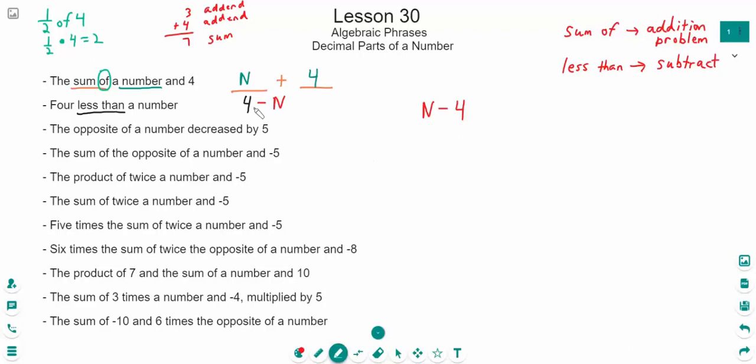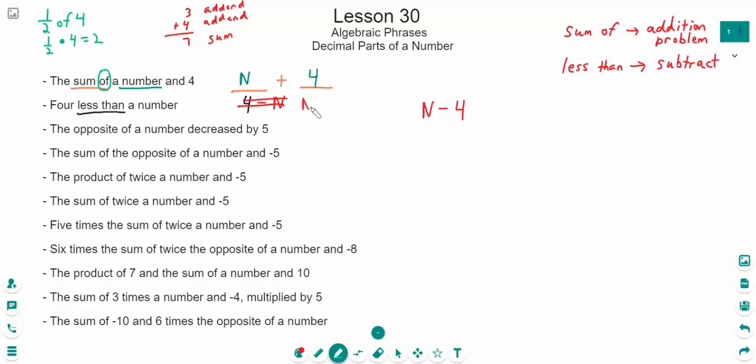We're not saying we have 4, and then we have n less than 4. We're not saying that. We're taking the 4 away from the number. We're not taking the number away from the 4. It's 4 less than. So when you see that "less than" and it's preceded by a number, know that the 4 less than indicates that we're subtracting the 4. So this is not correct. It's actually this one over here.